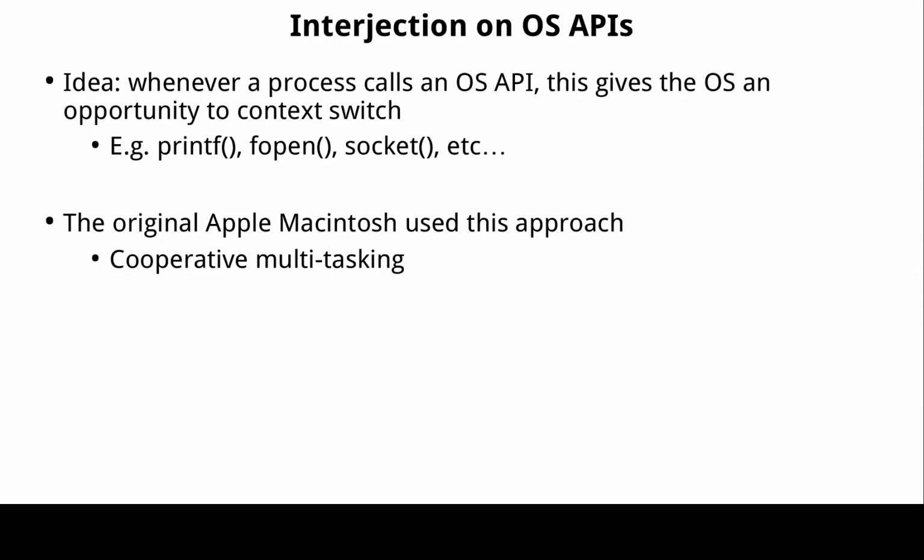And a lot of C functions will eventually make some system calls, like printf. Printf itself is not a system call, but eventually it may make a system call like write. Basically, you're writing something to a file descriptor. That's a write system call. You can do an open socket. Socket itself is a system call. So early Apple computers actually used this approach. This is a little bit more cooperative than the previous one, right?